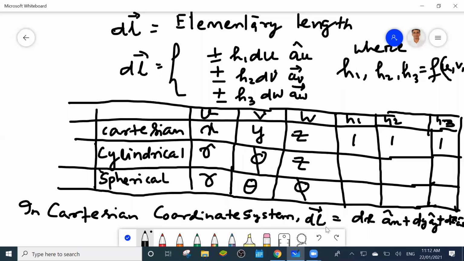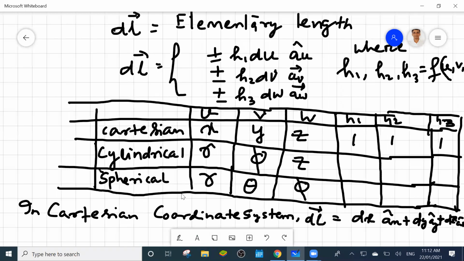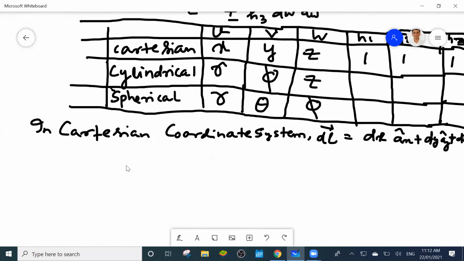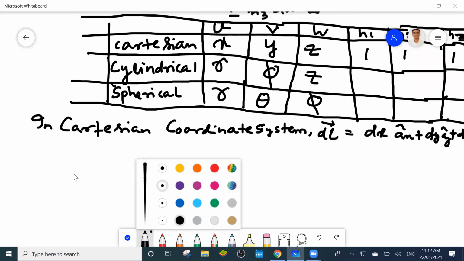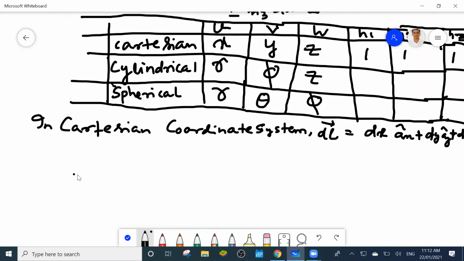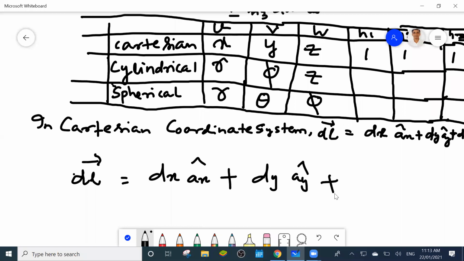Clear or not? Sir, in the elementary length definition, dL equals... It's a given vector, dL is a vector. Sir, that is the unit vector, a_x cap. Above, that is the definition. See here, this is a vector: dL equals dx a_x cap plus dy a_y cap plus dz a_z cap. Now tell me, what is your doubt?